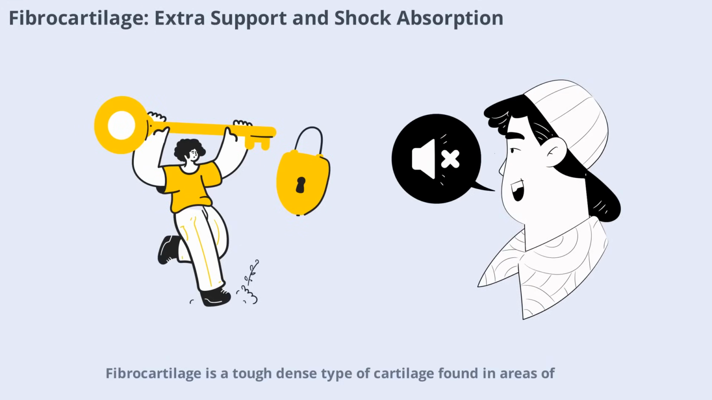Fibrocartilage is a tough, dense type of cartilage found in areas of the body that require extra support and shock absorption, such as the menisci in the knee and the intervertebral discs in the spine. Unlike articular cartilage, fibrocartilage contains more collagen fibers, making it stronger and better suited to withstand compressive forces. It acts as a cushion between bones, distributing loads and protecting the joint from damage. This specialized tissue is essential for joints that experience high levels of stress and movement.